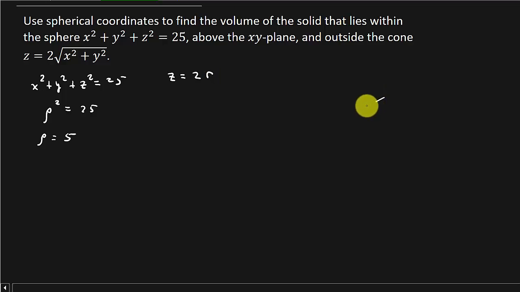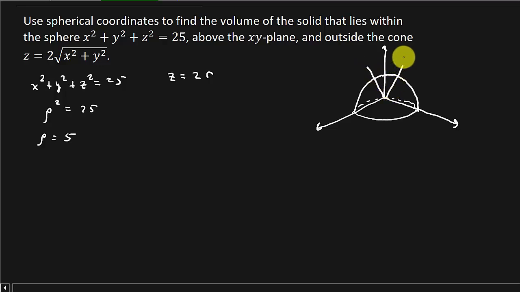All right, let's draw a picture of this. I'll do it the best I can. I'm not very good at drawing these things. So we got a sphere here, and it's just the top half of the sphere, that lies within the sphere but above the XY plane, so it's going to be the top half of it. And then we've got this cone here. We've got a cone that comes up.